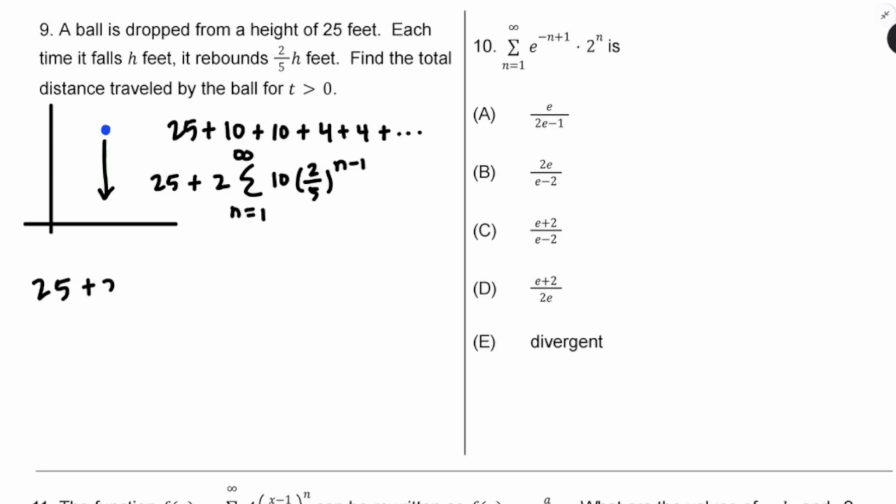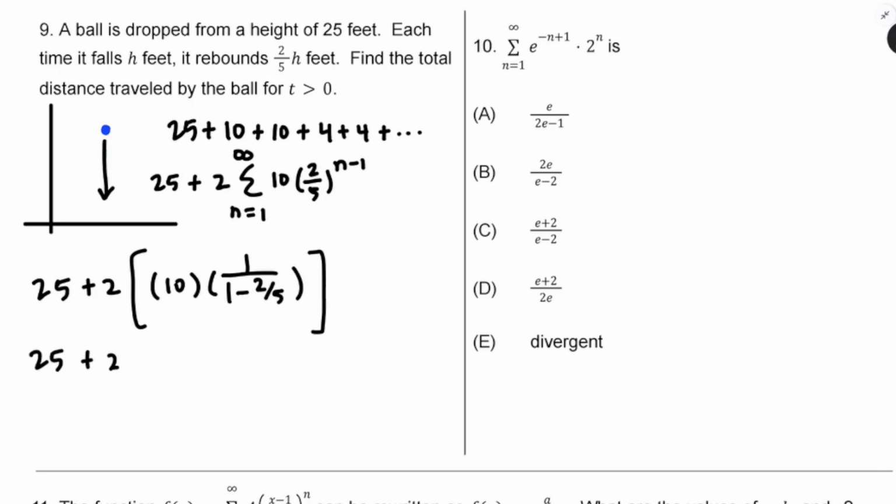Because what we're going to do is we're going to go over here and say, okay, 25 plus 2 times first term, 10, multiplied by 1 over 1 minus that common ratio, plus 2 times, this is going to be 10 over 3/5, so 5/3. All right. So 50, 100 over 3, so 25 plus 100 over 3, so maybe 175 over 3.